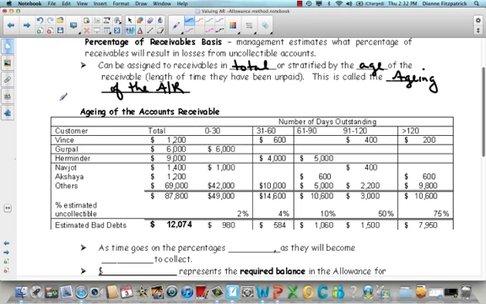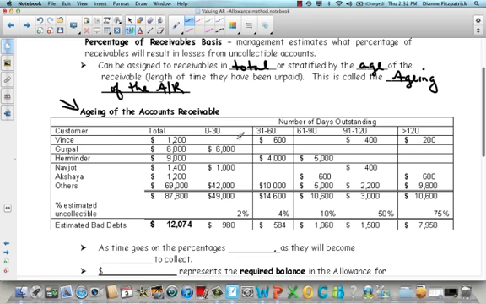So if you see here, this is an aging. We call this an aging. So it's a table or something that talks about the number of days you have accounts receivable. So here we have our customers, Vince, Gurpal, Herminder, Navjot, Akshaya, and others. Vince owes us $1,200, Gurpal owes us $6,000, and so on.